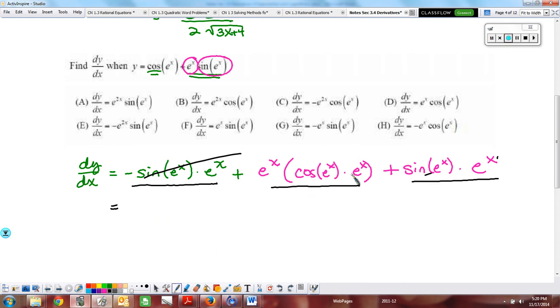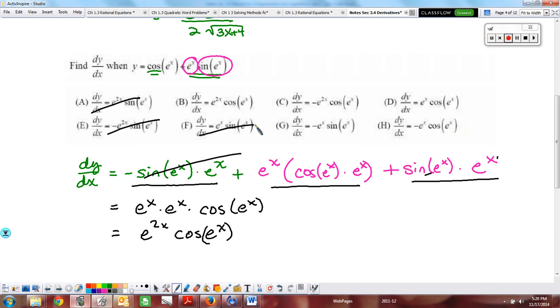And I have e to the x times e to the x. Oh, wait a minute. What do I do with my exponents when I have like bases? E to the x times e to the x times cosine of e to the x. You add your exponents, so it becomes e to the 2x cosine of e to the x. So we're looking for, obviously these are wrong because they have signs. That's wrong, wrong. This one does not have a negative in it, so that's wrong. And of my choices that are left, that has a negative in it. This is missing the 2x part, so the answer is B.